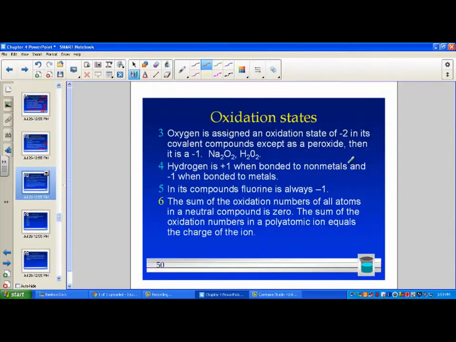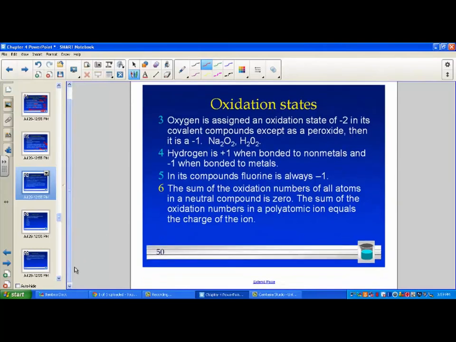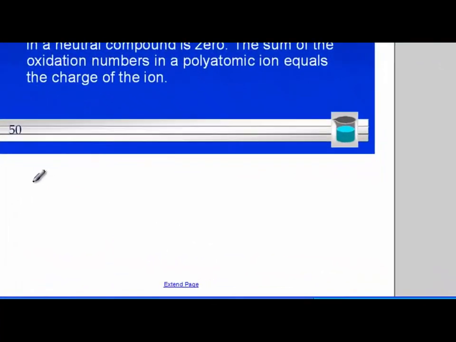Rule number 3. Oxygen is assigned an oxidation state of -2 in its covalent compounds, except as a peroxide. Then it is assigned a -1. Now this rule is extremely important. Let's take some time with it. Rule 3. Oxygen, we know when it forms an ion, is O-2. I'm going to tell you 99% of the time oxygen's oxidation number is -2. We have this rare exception, and it's worth noting because I see it appear on the AP exam almost yearly.